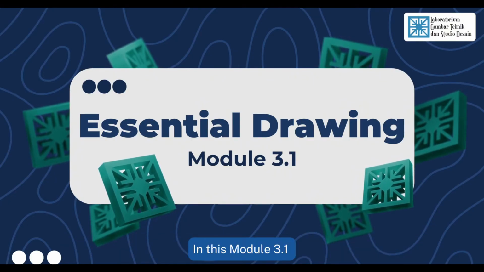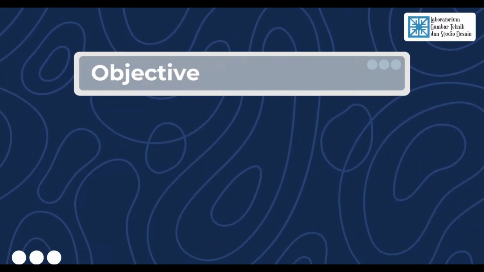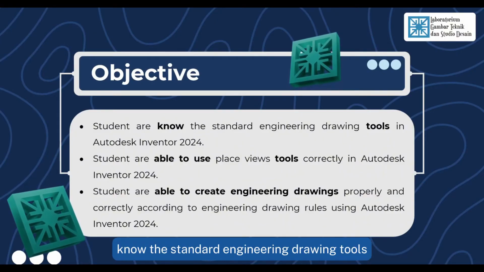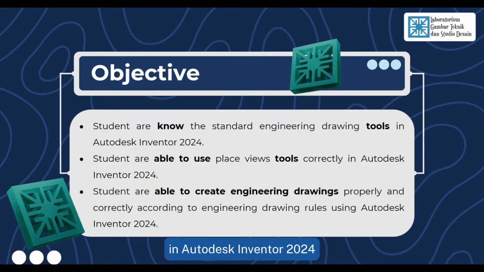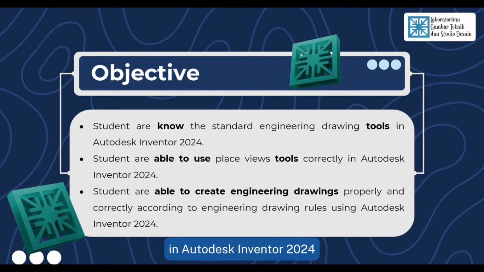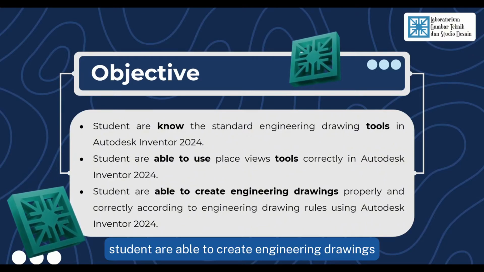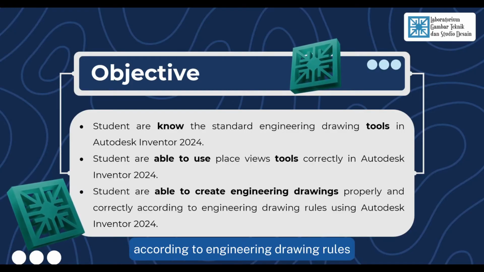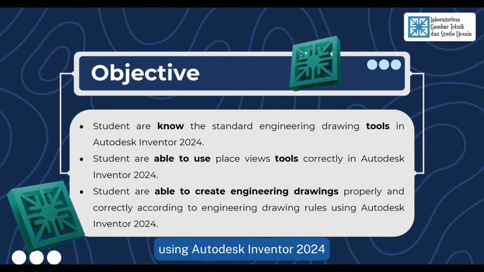In this module 3.1, you will learn about essential drawing. The objectives for this module are: students know the standard engineering drawing tools in Autodesk Inventor 2024, students are able to use the sketch and fill tools correctly in Autodesk Inventor 2024, and students are able to create engineering drawings properly and correctly according to engineering drawing rules using Autodesk Inventor 2024.